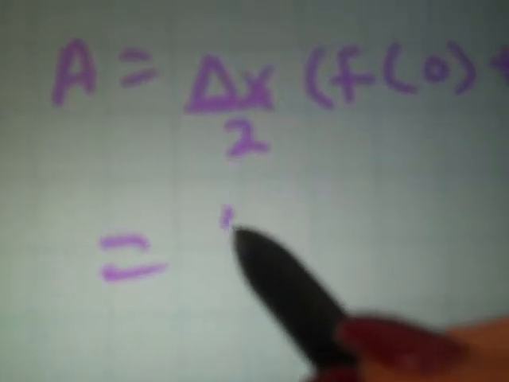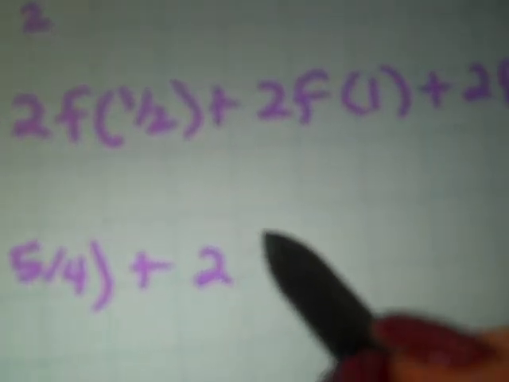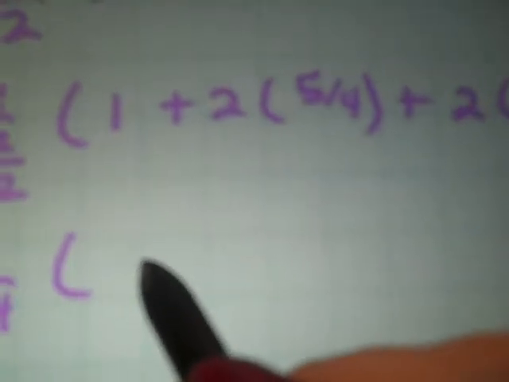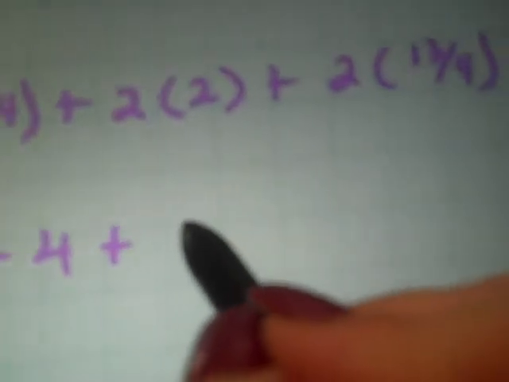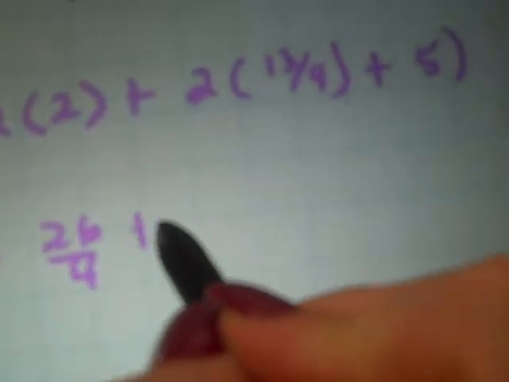Alright, our delta x is 1/2 divided by 2. f of 0 is 1. 2 times f of 1/2 is 5/4. 2 times f of 1 is 2. 2 times f of 3/2 is 13/4. Plus f of 2, which is 5. So 1/2 divided by 2 is 1/4. And 1 plus 10/4 plus 4 plus 26/4 plus 5.